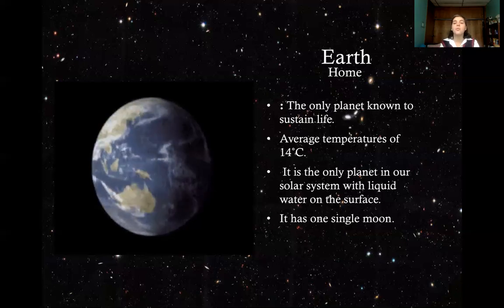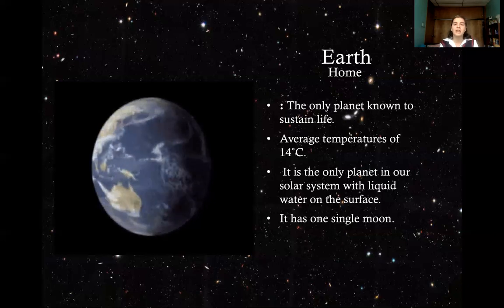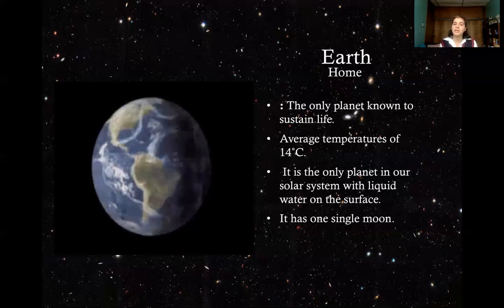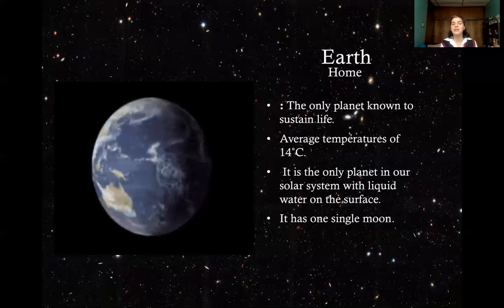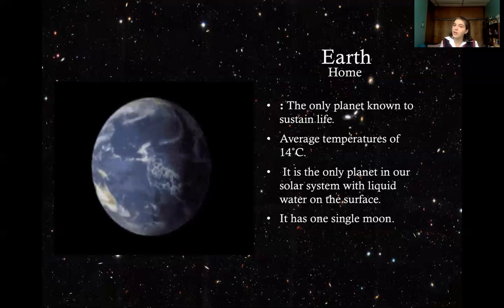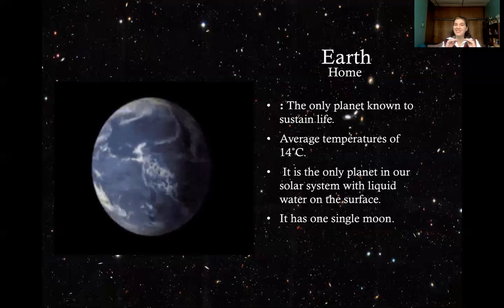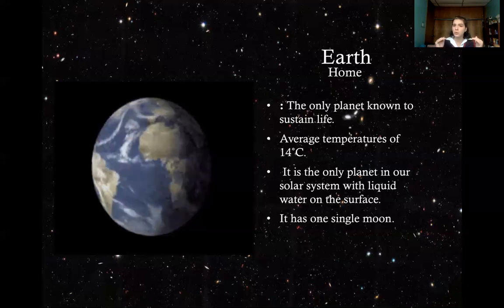And we only have one simple moon. We call it Selene. It is also the only planet of our solar system with liquid water on the surface. Okay, in recent studies, we have discovered that Mars used to have water, but nowadays on its surface we have no water in it.